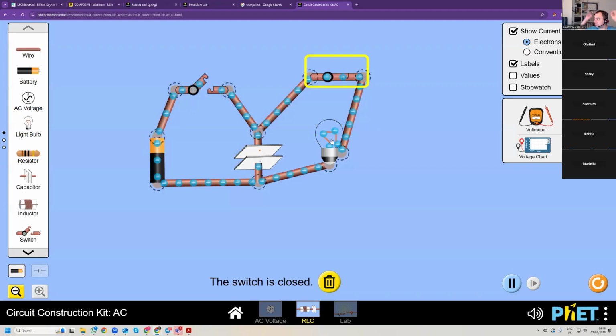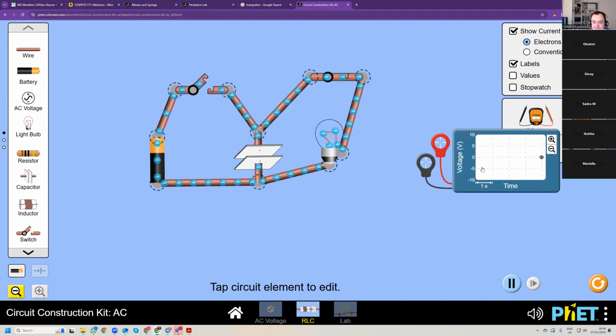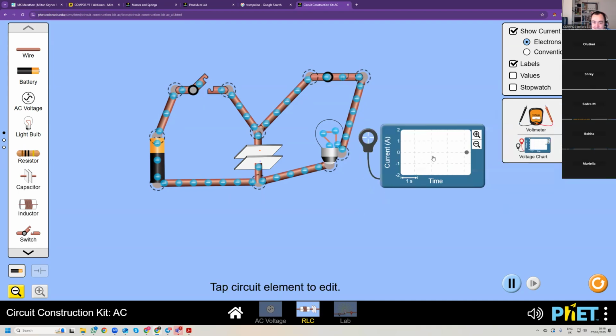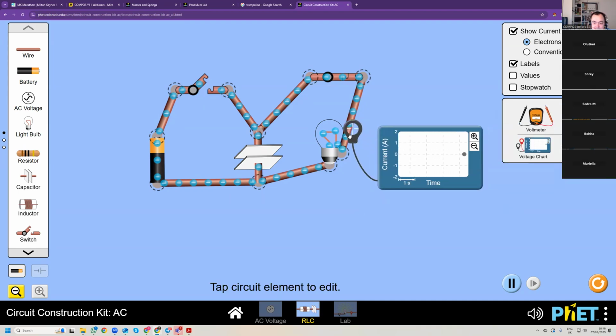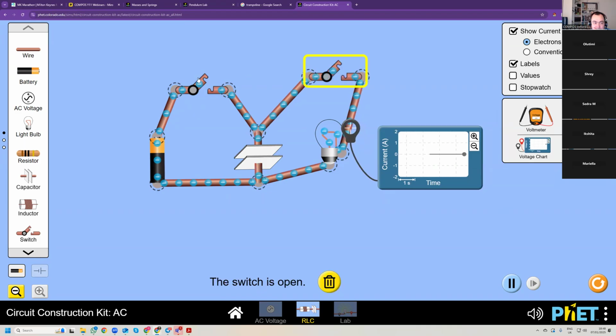So the light bulb goes bright and then, if I take the current on the light bulb, it goes from large, it goes smaller, smaller, smaller, smaller, smaller. This is how a capacitor works. Does that make sense?